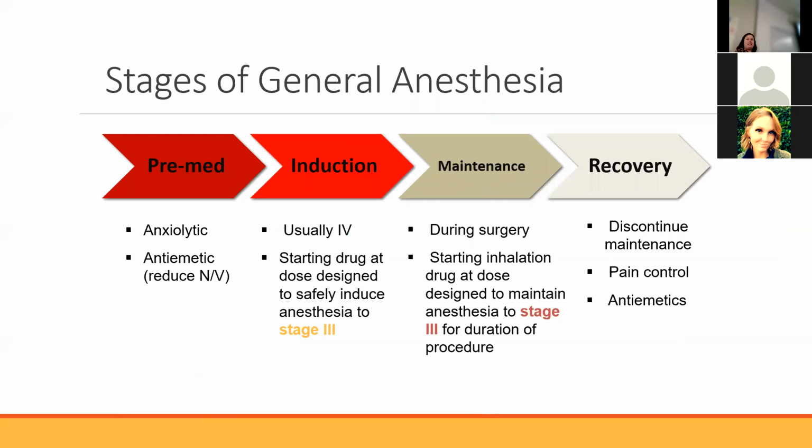I like to give an anxiolytic as well as an antiemetic ahead of time, then induce the anesthesia with an IV. Start the drug that's going to be used for the actual maintenance. That's going to go on during surgery, and we're going to start inhalation, again maintaining that stage 3 of surgical anesthesia. And then we stop the maintenance. You still want to maintain pain control though, and there's a good chance the patient may need antiemetics.